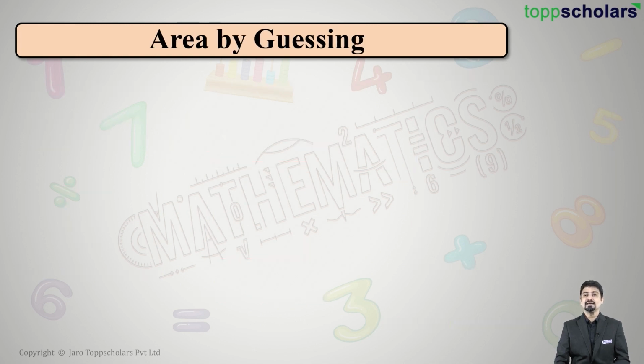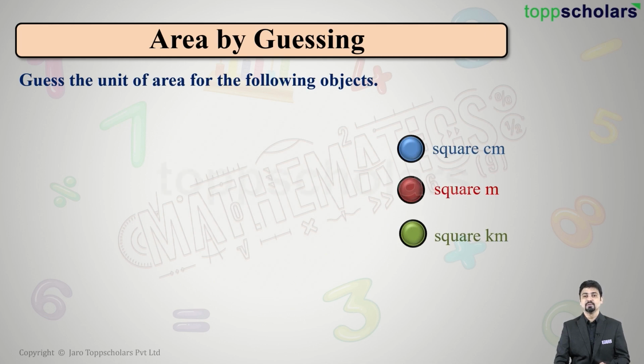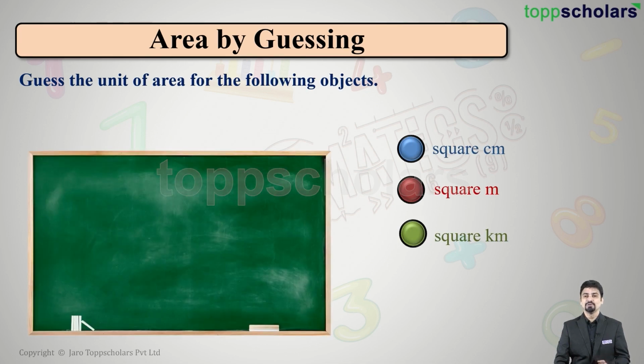Let us now move ahead and understand how we can guess the area. We have to guess the unit of area for the given objects. What do you mean by unit of area? That is, we have to guess whether the area will be calculated in square centimeter or square meter or square kilometer. So let us begin. These are the 3 units. Which of them will be used to measure the given object? And the first object is our board.